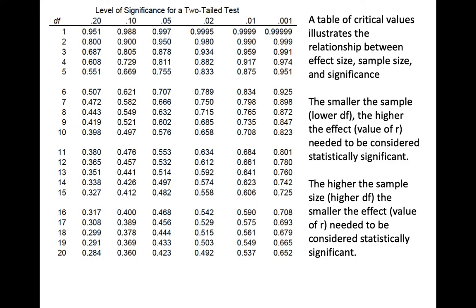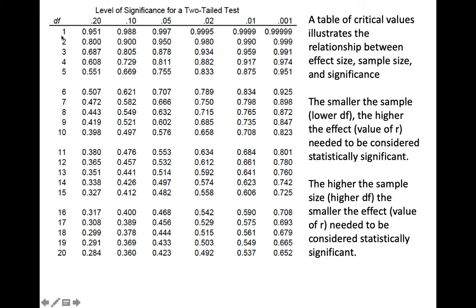So here's one example. Before computers and software, statisticians had to develop lookup tables. What we have here is a table of critical values, and this actually illustrates very nicely the relationship between effect size, sample size, and significance. So the smaller the sample size, which is reflected in degrees of freedom. Okay, in calculating a correlation coefficient, degrees of freedom is calculated as sample size minus 2. So basically these numbers reflect sample size.